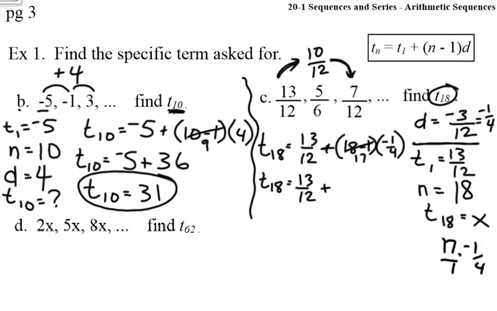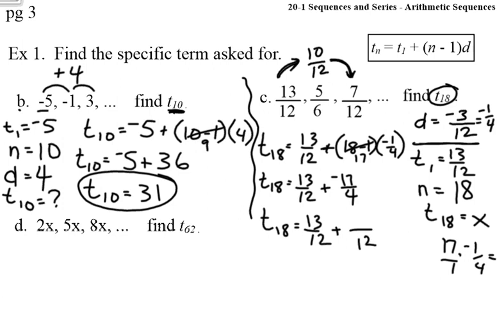17 times negative 1/4. Numerators times numerators, denominators times denominators. Negative 17/4 is what we end up with. And now I have to add the fractions, but I need a common denominator. Yeah, you could use a calculator. However, what's better than a little bit of thinking?